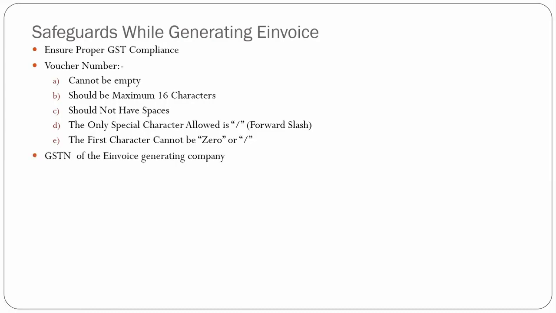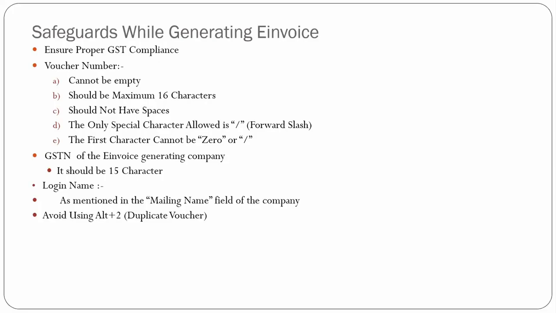The GSTN of the e-invoice generating company should be correctly mentioned, obviously 15 characters. The login name should be as mentioned in the mailing name. That's very important. I told you at the start, when we were doing the registration, that the login name should be there in the mailing name. And avoid using Alt2 while generating e-invoice. Alt2 is a favorite shortcut for me also, but when generating an e-invoice, the information related to the e-invoice IRN number also gets copied, so it is better to avoid Alt2.